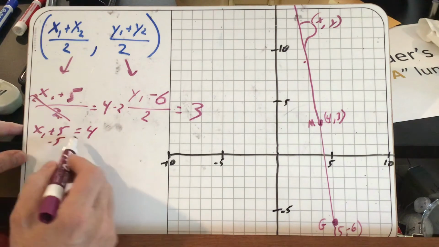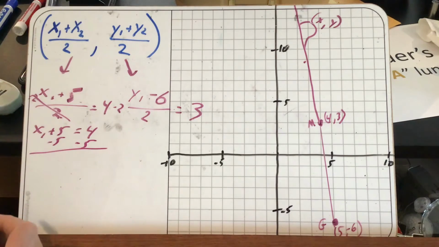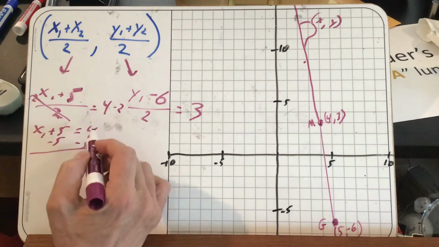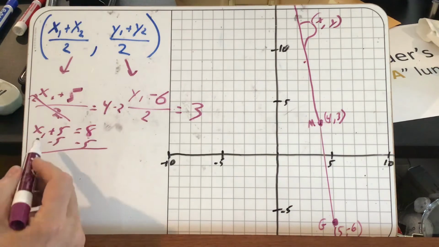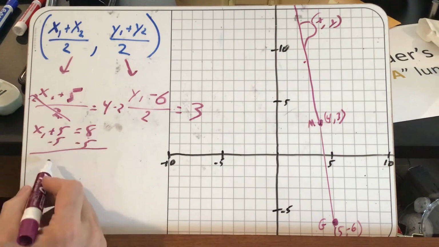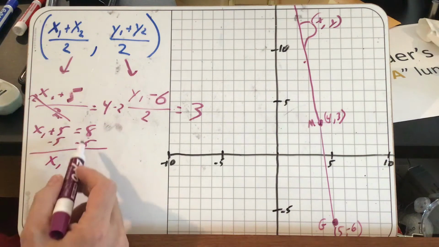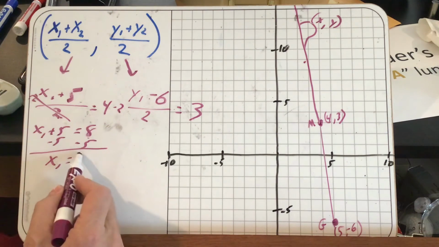And then I would just subtract 5 from both sides. Did I do that? Oh, it doesn't equal 4, it equals 8. Sorry, 4 times 2 is 8. So you subtract the 5 and you get x1 is 8 minus 5, which is 3.